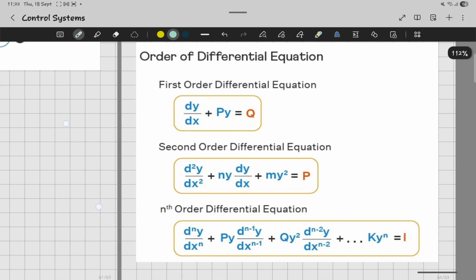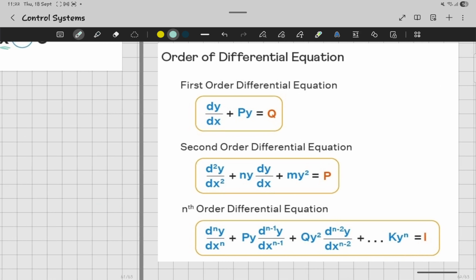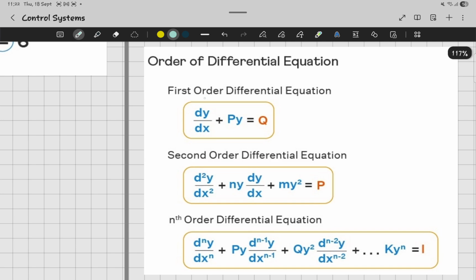Now here is the categorization of differential equations by order. As you can see, we have the first order. You can also write it this way: y prime plus py equals q. Taking the first derivative here, as you can see, this is the first derivative. That's why we call it a first order differential equation.